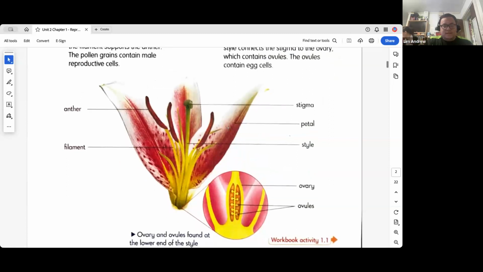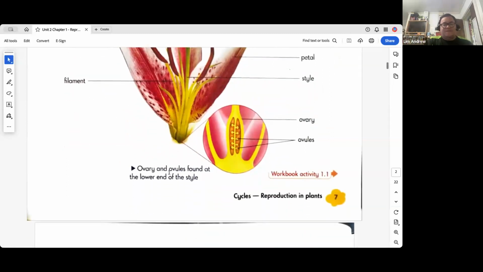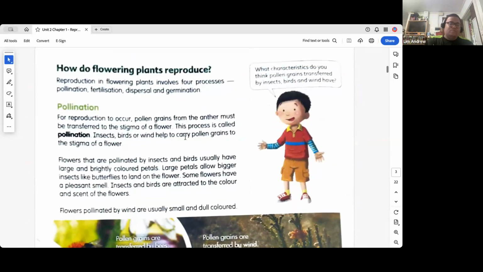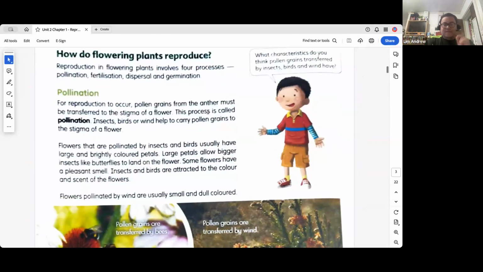Let's move on. The ovaries and ovules are found at the end of the style, located here. There are a few processes by which flowering plants reproduce: pollination, followed by fertilization, then dispersion and germination. The first step is pollination.